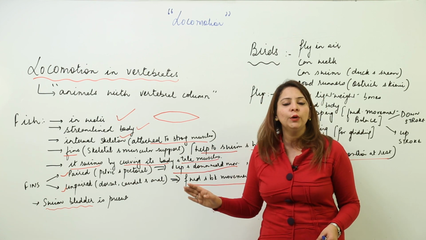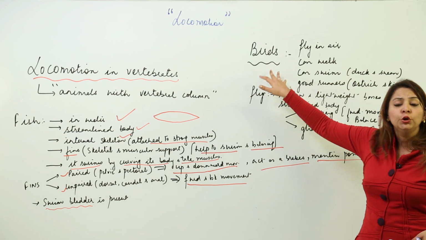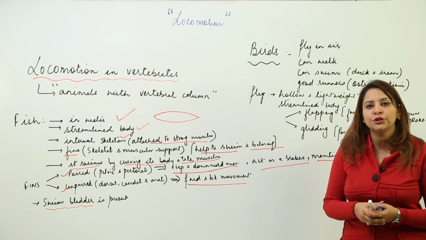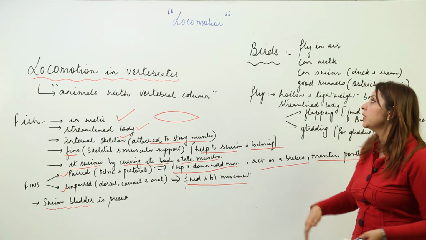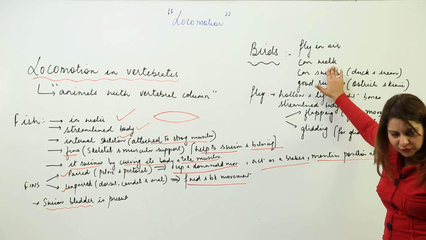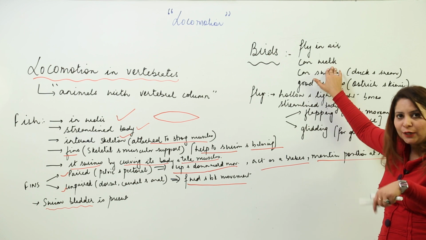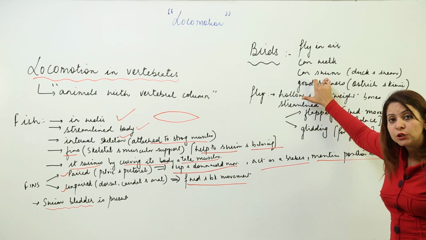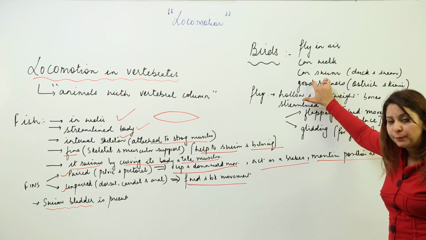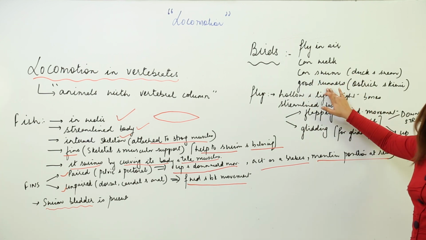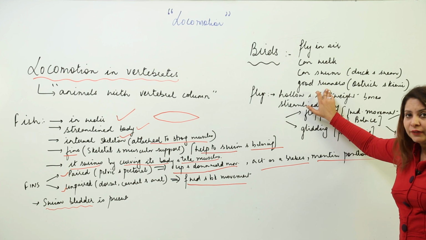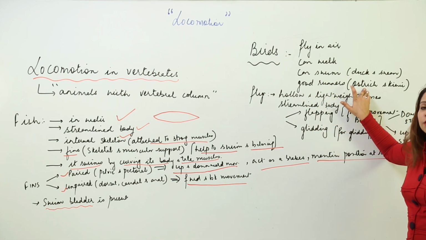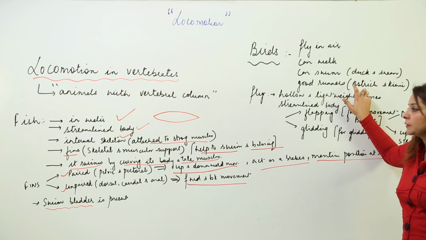Now coming to another vertebrate, we have birds. Birds are not only those that can fly. We have some birds which can fly and also walk. Some birds can swim also, they can fly as well as swim, like duck and swan. We have a few birds which cannot fly but are very good runners, like ostrich and kiwi.